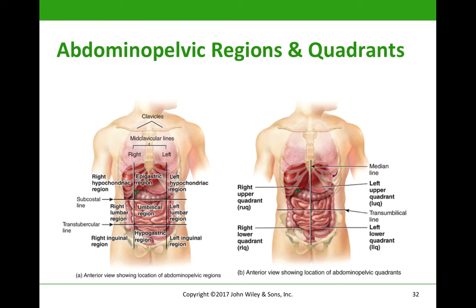We can take our abdominopelvic region and divide it into either regions or quadrants. This helps us to describe the location of organs more easily. When we divide it into regions, it ends up being 9 regions with 4 imaginary lines drawn. So it's like a little tic-tac-toe board, and that gives you your regions. And then if we divide it into quadrants, we just pass 2 lines through, and we like to pass these lines through the umbilicus.